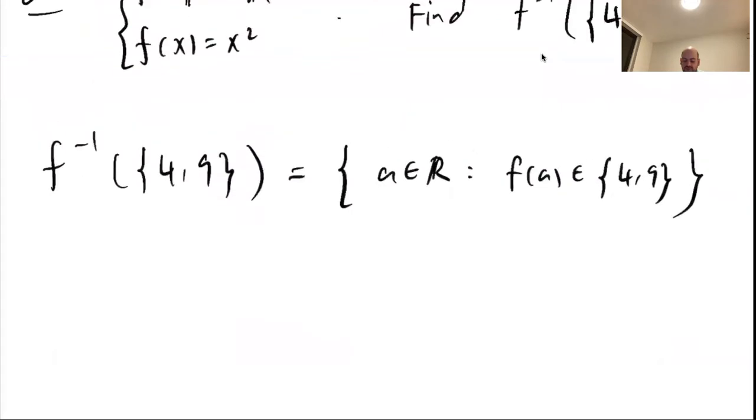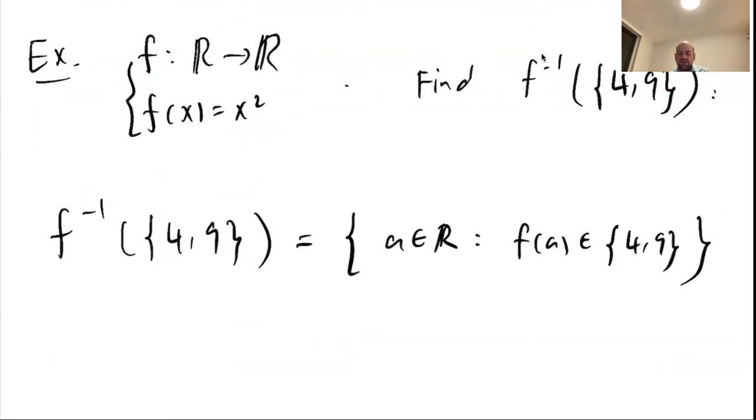So think about it. f of x is x squared. Which elements in the domain are going to be mapped to an element inside {4, 9}? Let's think about the elements in the domain. For example, 0 is one of the inputs. Is 0 going to be mapped to something inside {4, 9}? No, because 0 squared is 0, not 4 or 9. 1 is another number. f of 1 is 1, not inside {4, 9}. What about 2? 2 will be mapped to 4, which is inside {4, 9}. So 2 is one of the elements inside this set.